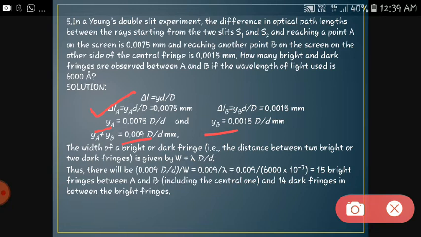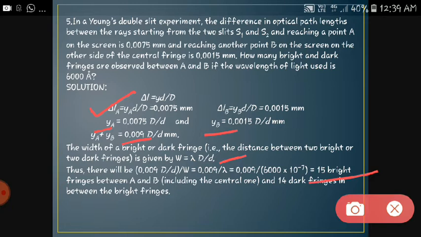So the width of a bright and dark fringe, or the distance between two consecutive dark bands, or two consecutive bright bands, is nothing but the width. This is given as W is equal to lambda D by d. By substituting values, we are getting this answer, 15.